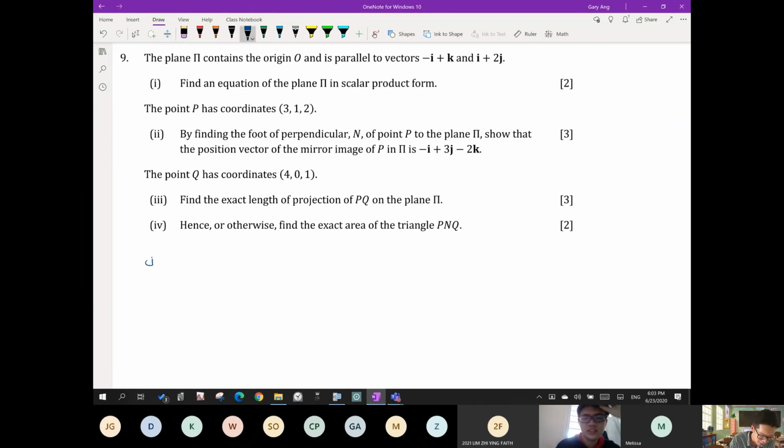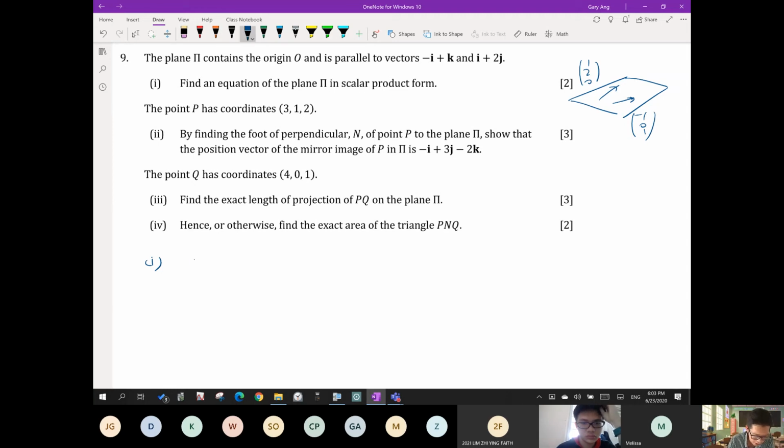So if you look at this question, it's actually quite easy, really. Parallel to these 2 vectors means these 2 vectors are on the plane already. If you want to visualize, it looks a bit like this. This one is the -1, 0, 1. This one is the 1, 2, 0. They are the directions. So all you need to do, they want the scalar product form, which means r dot n equal a dot n form.